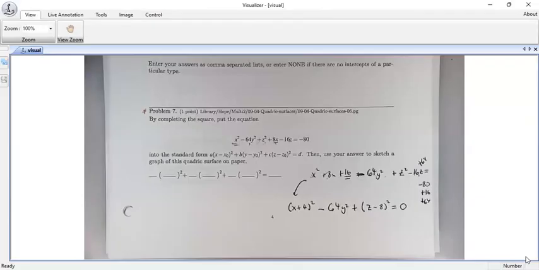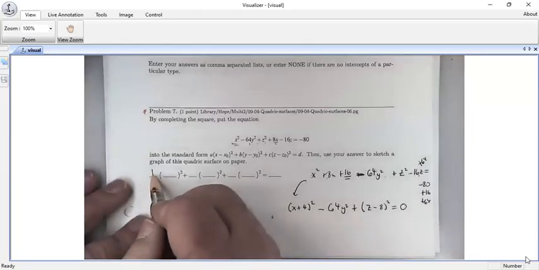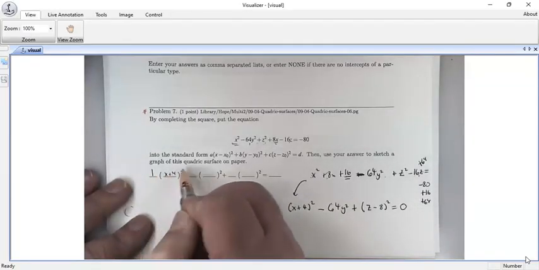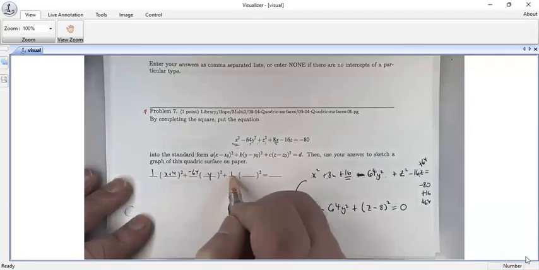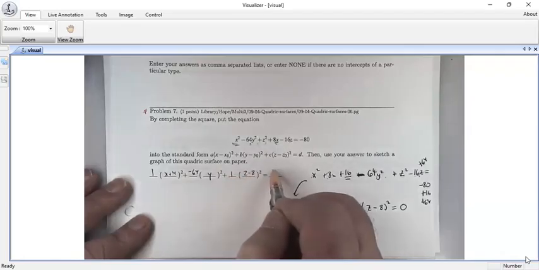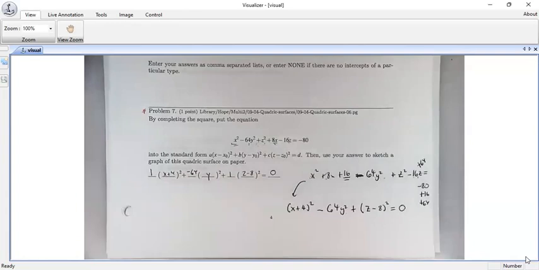All right. Into standard form, a(x minus x naught) squared plus b(y minus y naught) squared plus c(z minus z naught) squared equals d. Use your answer to sketch the graph of this quadratic surface on your paper. Okay? Cool. You're supposed to actually write this out. So this would officially be 1 times (x plus 4) squared plus negative 64 times y squared plus 1 times (z minus 8) squared is equal to 0. Okay?